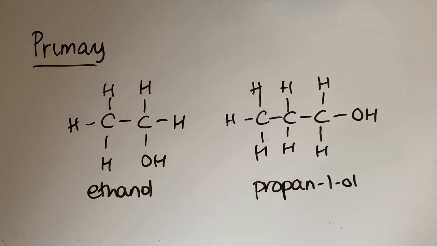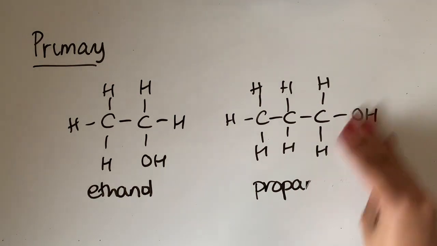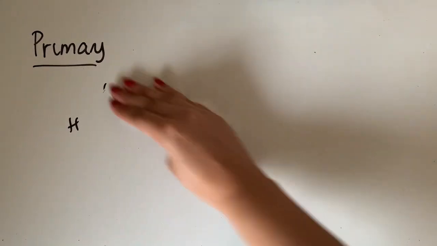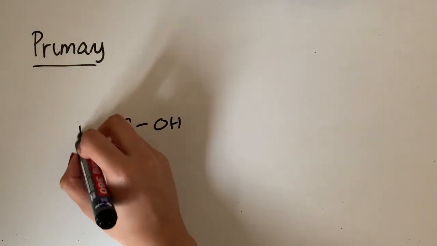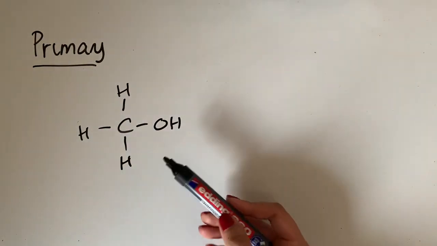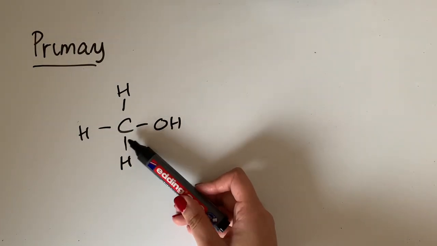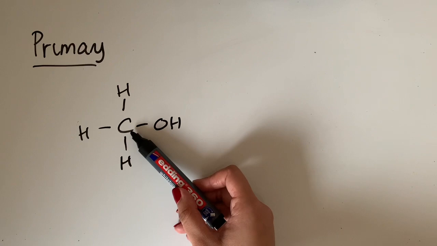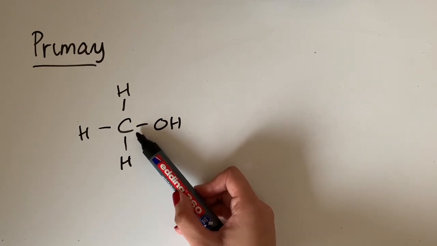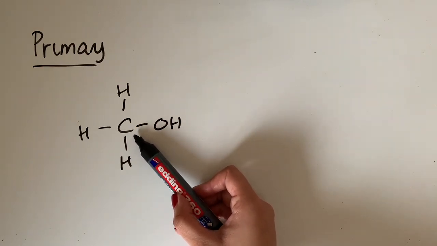Now, one exception to the classification of alcohols is methanol. Methanol is actually the simplest alcohol. So ethanol is not the simplest alcohol, it is methanol. The structure of methanol is this. If we look at the carbon to which the OH is attached, it is not bonded to any carbon, it's actually bonded to three hydrogens. And this is the only alcohol that will do this.